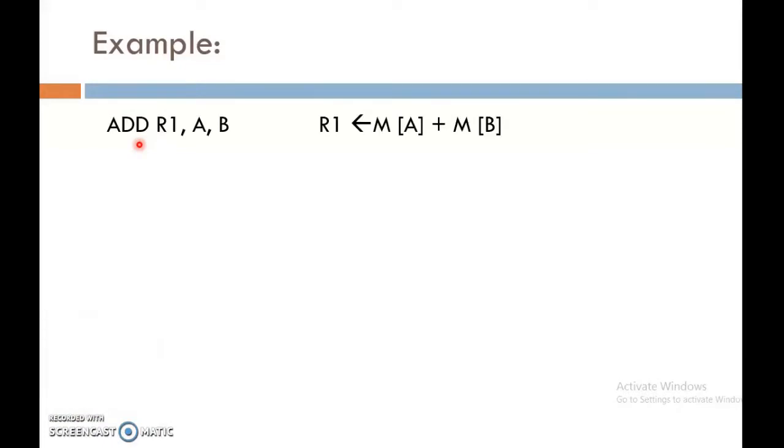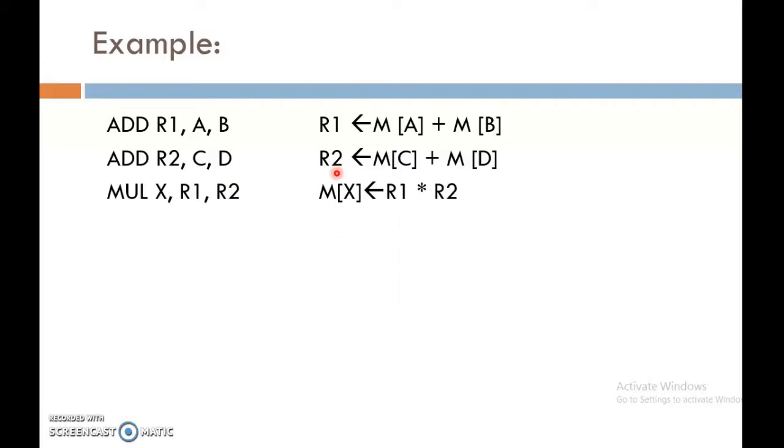Now let's see the example. Here, ADD R1, A, B. So from this instruction you can see that we are going to perform addition of A and B, which are stored in memory, and the answer is going to be stored in the R1 register. And the second thing, we are going to perform addition on C and D, and the answer is going to be stored in the R2 register.